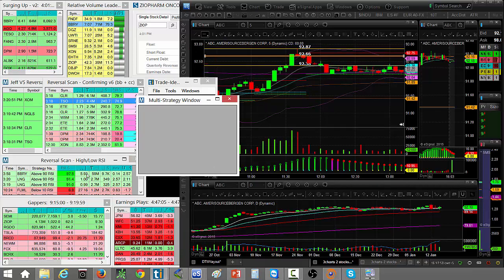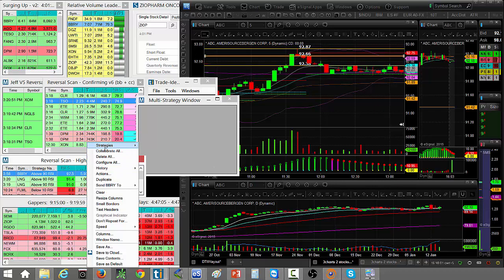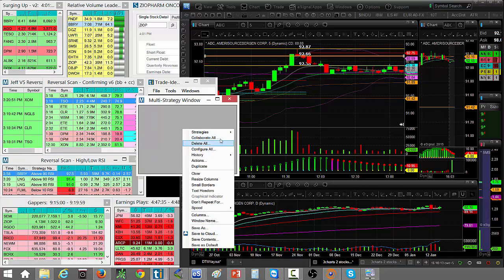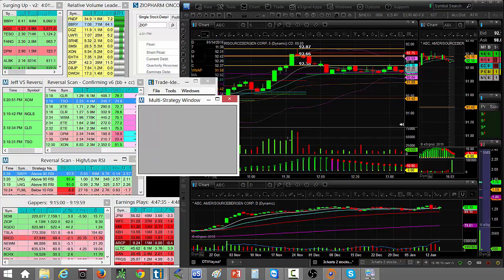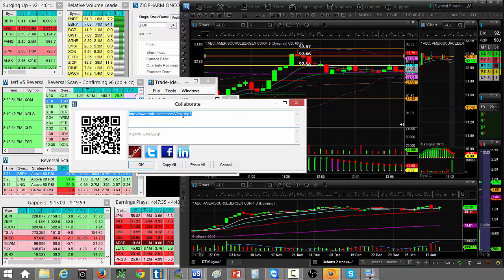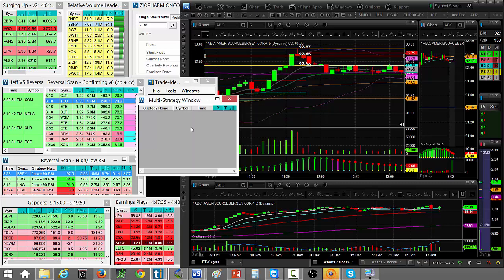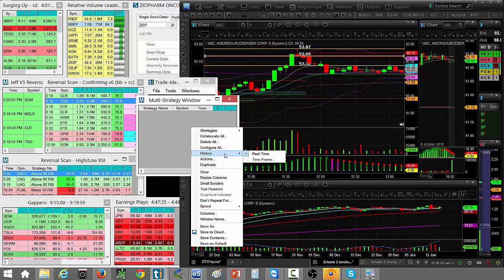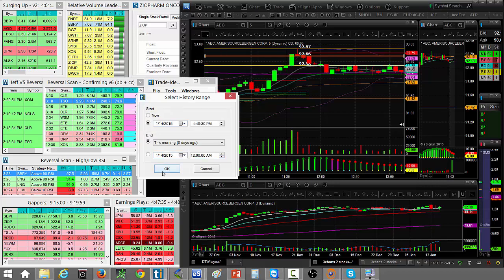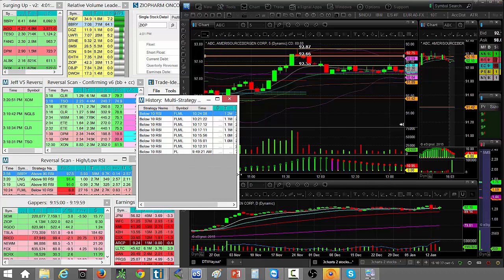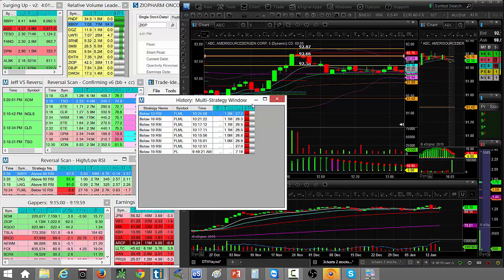The way you get these links is you right-click and you can either collaborate all for the entire window, or if you just want to collaborate on one scanner, you copy right here, click Cancel, Strategies, New Strategy, Collaborate, and then I'm going to paste it. Okay, so now I've got this one here. If I go to Historical Data, History, I can go to Time Frame, This Morning, and then I get the scanners, or the alerts. Now you'll notice these are not color-coded, so we're going to have to color-code this based on what we want.